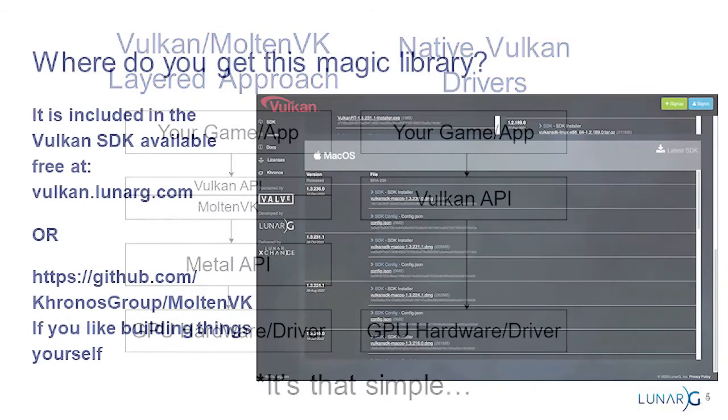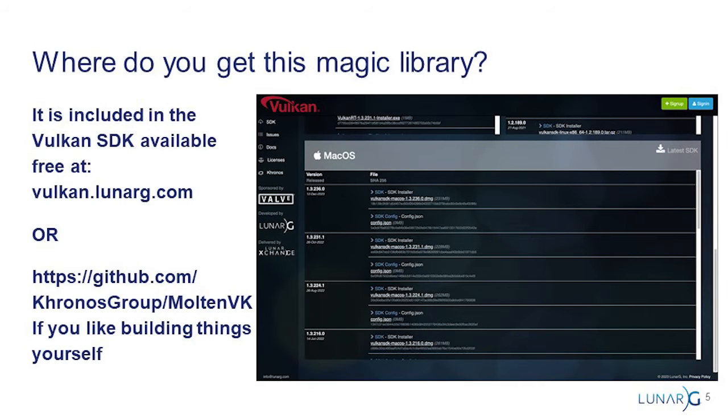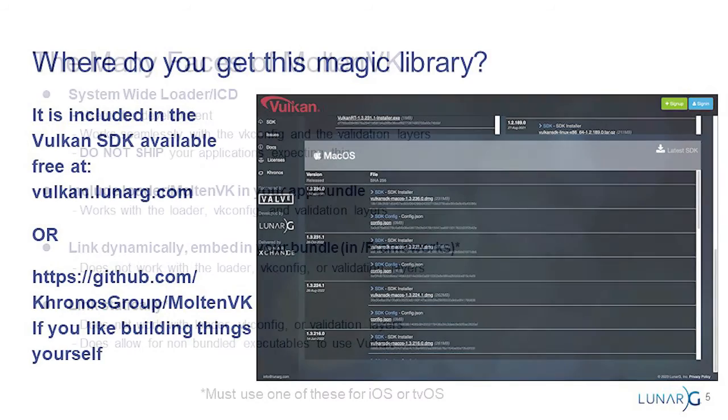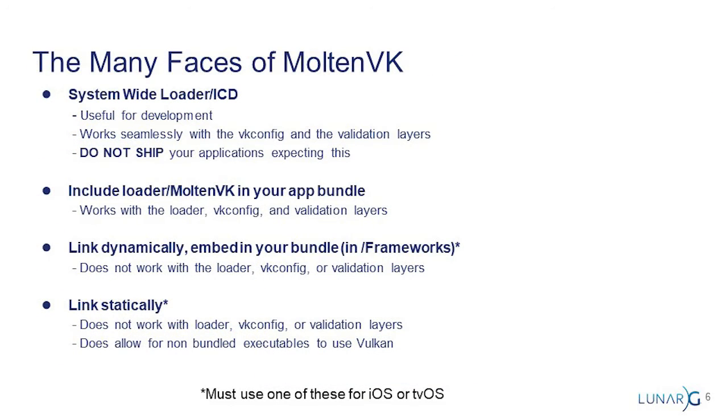Yeah, right. So where do you get this magic library? For one thing, the nice folks at LunarG, we build the MoltenVK for you, and we package it with the Vulkan SDK, and you can get that at vulkan.lunarg.com. You can also go to the MoltenVK website and download it and build it yourself if that's what you're into. MoltenVK sort of manifests itself on the Apple platforms four different ways.